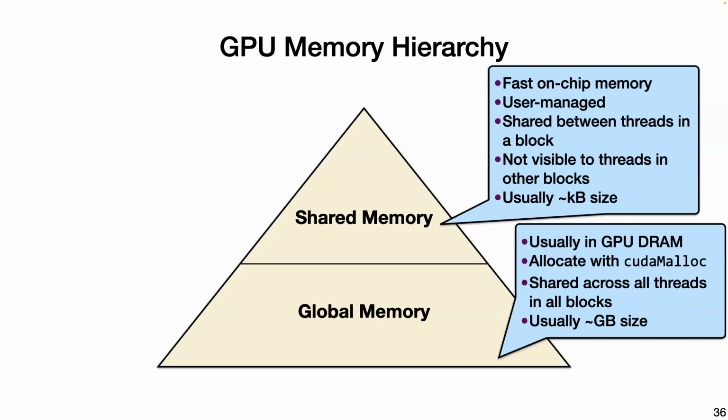Global memory is in DRAM, which is a farther memory, and this is what you get when you use cudaMalloc. This is shared across the threads, and usually this is on the order of gigabytes. So you can technically do communication between the blocks if you use global memory, but it's much faster to do it in shared memory.